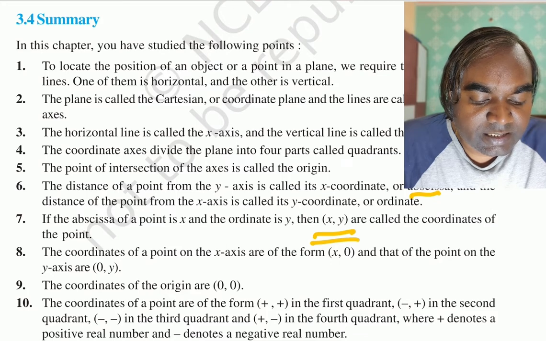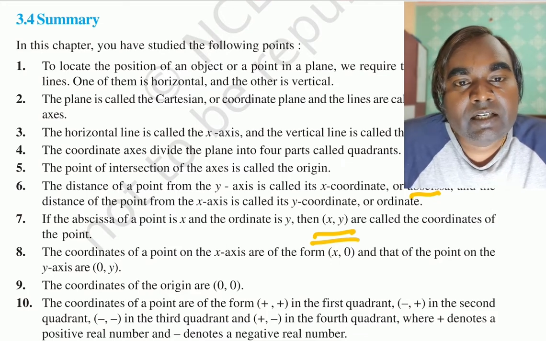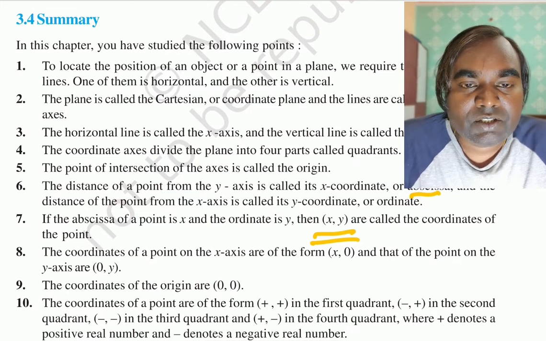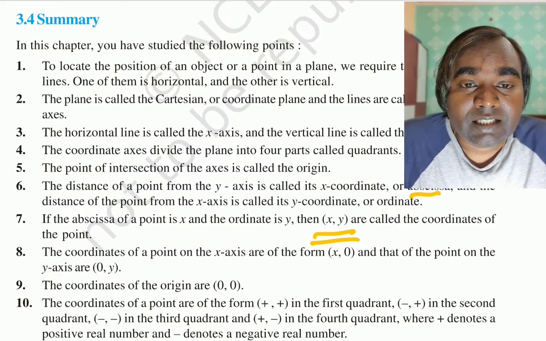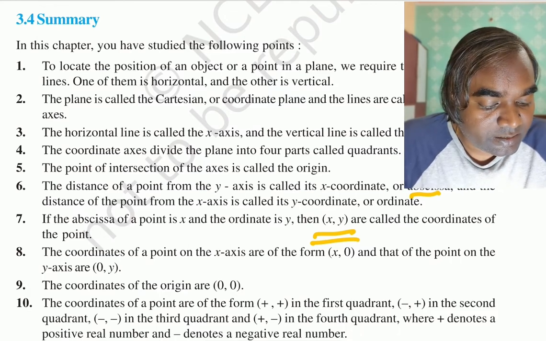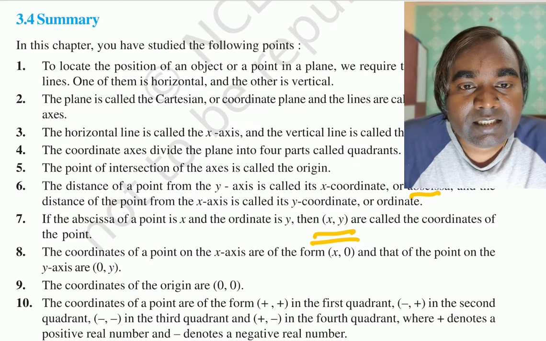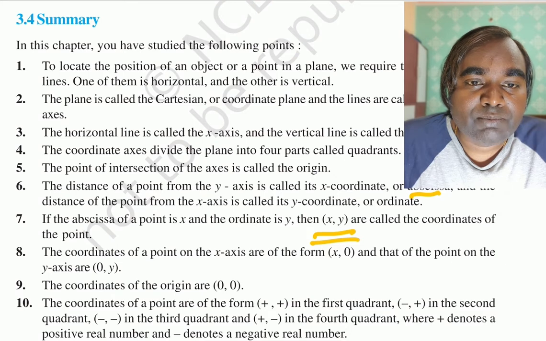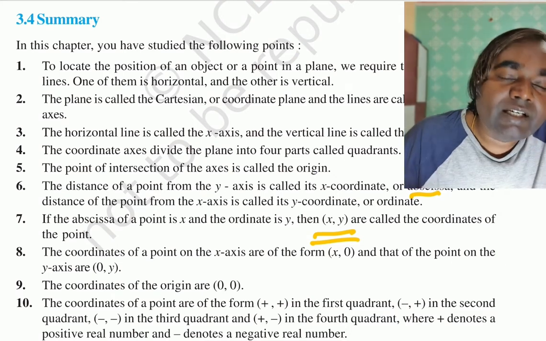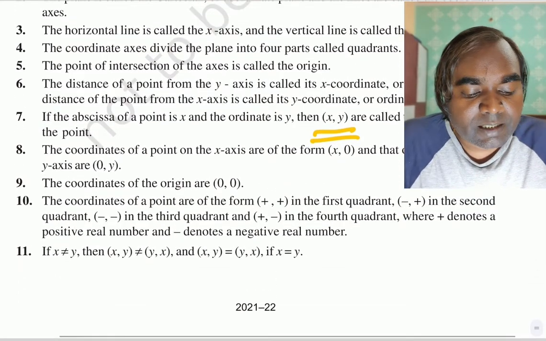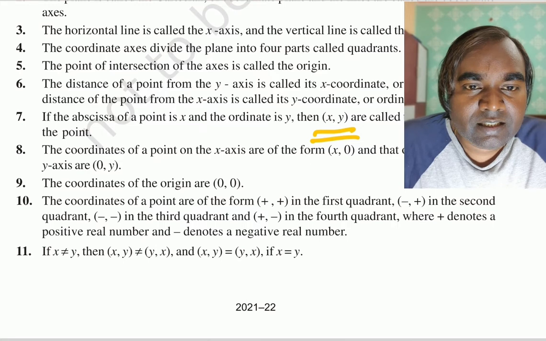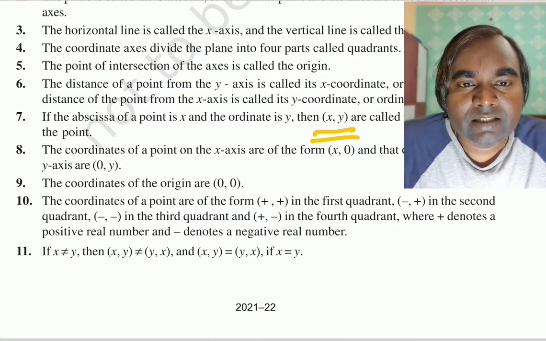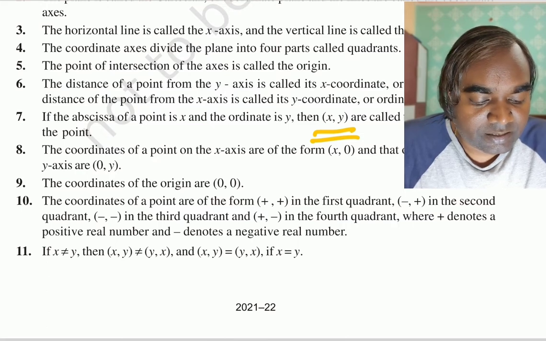The coordinates of a point on the x-axis are of the form (x, 0). So any point lying on the x-axis will be denoted by (x, 0). 0 means that the y-coordinate value is 0, that is, the point is lying on the x-axis, and if x is negative, then the point is lying along the negative x-axis. If the point is on the y-axis, then in that case the value of x will be 0, and the coordinates of the point are denoted by (0, y). So the coordinates of the origin are (0, 0). The coordinates of a point are of the form (+, +) in the first quadrant, (-, +) in the second quadrant, (-, -) in the third quadrant, and (+, -) in the fourth quadrant, right?